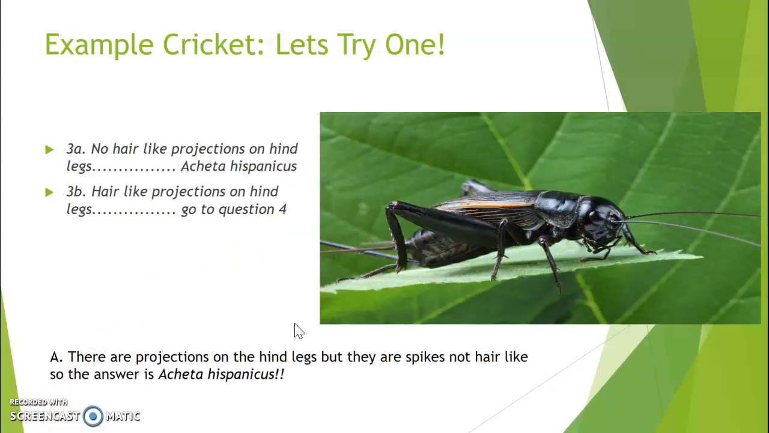So the next question is, are there hair-like projections on the hind legs? If we look in closer here, there are projections on the hind legs, but they are short and stumpy. They are not long and hair-like. So then we have identified our cricket. It is Akita hispanicus.